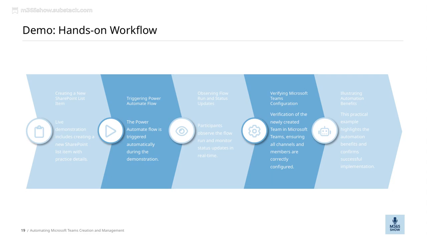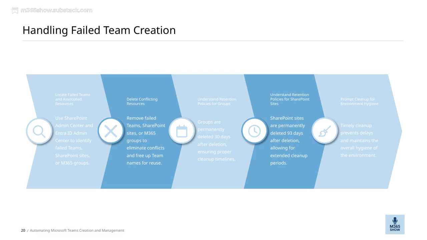Now, let's talk about handling failed team creation and how we can automate the process to keep everything running smoothly. Timely cleanup is crucial because it prevents delays and helps maintain the overall hygiene of our environment. For example, SharePoint sites are permanently deleted after 93 days, giving us an extended window to perform cleanup activities if needed. It's important to understand the retention policies for SharePoint sites to ensure we're compliant and efficient.